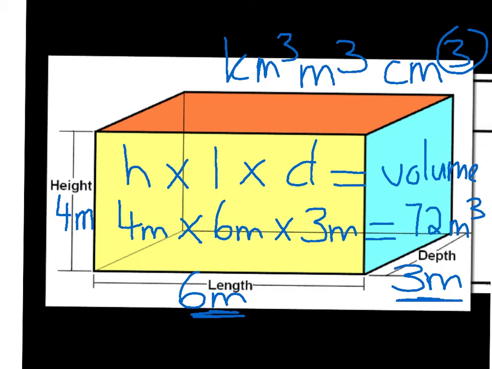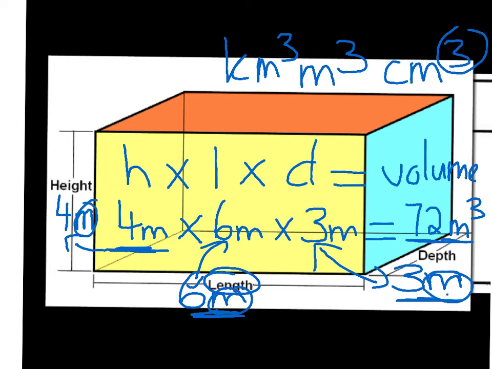So if we go back over that again, it's height times length times depth equals volume. The height in this case is 4 meters, which goes with this one. The length is 6 meters, so that's why that's there, and the depth is 3 meters. We times those together. 4 times 6 is 24. 24 times 3 is 72, and it's meters cubed because each of these are in meters. It's a unit of measurement, and remember, we use cubed as the unit of measurement of volume.